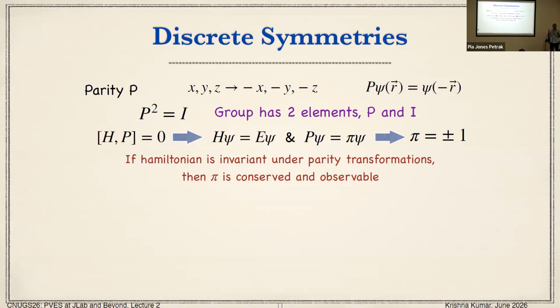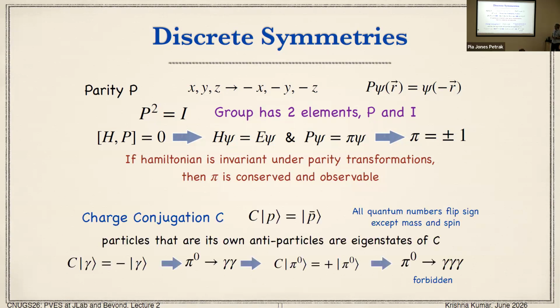And when people started to measure new particles, a parity was assigned to them depending on its invariance properties. Likewise, another discrete symmetry is charge conjugation. Charge conjugation takes a particle to its antiparticle: all quantum numbers flip sign except mass and spin. Particles that are their own antiparticles are eigenstates of C, and this can be used. For example, C on the photon is minus the photon wave function, and so pi 0 to gamma gamma is allowed because of the quantum numbers of the pi 0, but pi 0 to 3 gamma is forbidden.